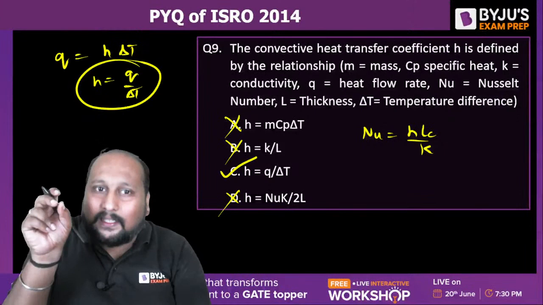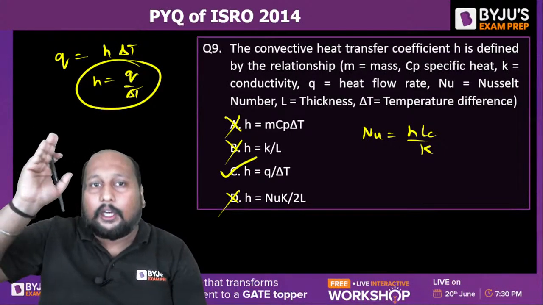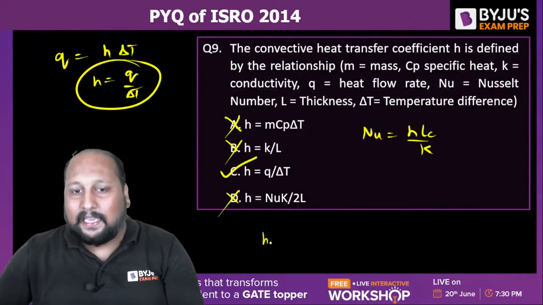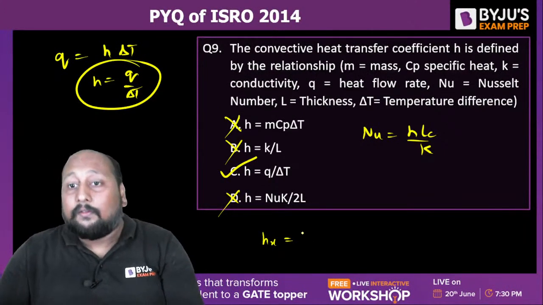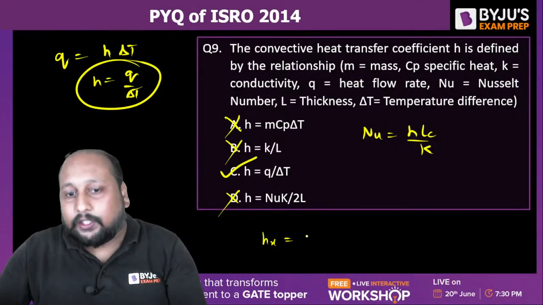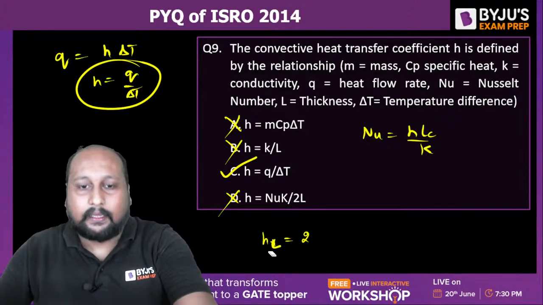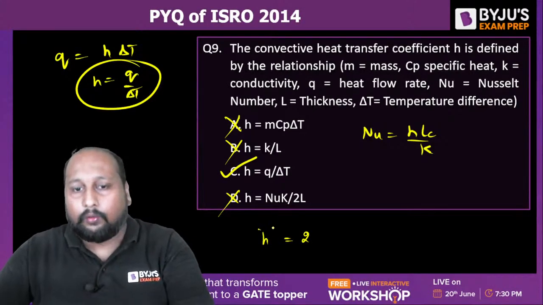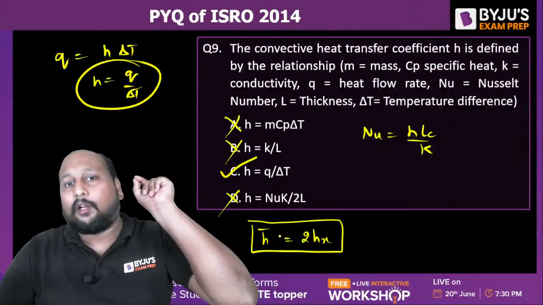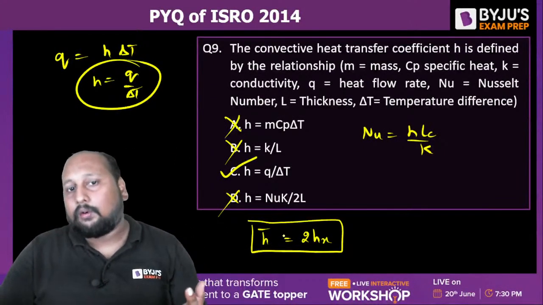If they are writing hx, the local convective heat transfer coefficient, and L is the length of the plate, then we can say 2 times hx is the average convective heat transfer coefficient. We need to tell that L is the length of the plate. So h bar is equal to 2 times hx. This is correct, but for that they have to mention the local convective heat transfer coefficient. You cannot assume that value in the question paper.